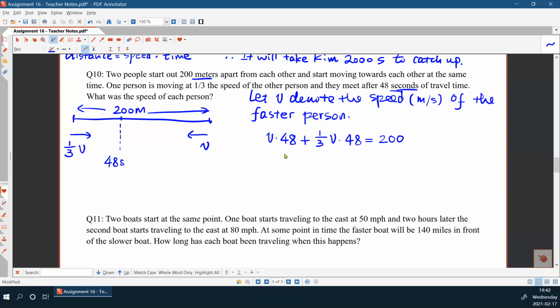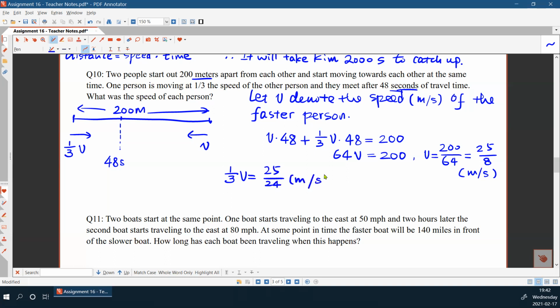So this gives us 46v equals 200, correct? And we can easily solve that v is 200/46, which can be simplified to 25/8. Unit is meters per second. This is the fast person. How about the slower person? Slower person travels at 1/3 of v, which is 25/24 meters per second, right?